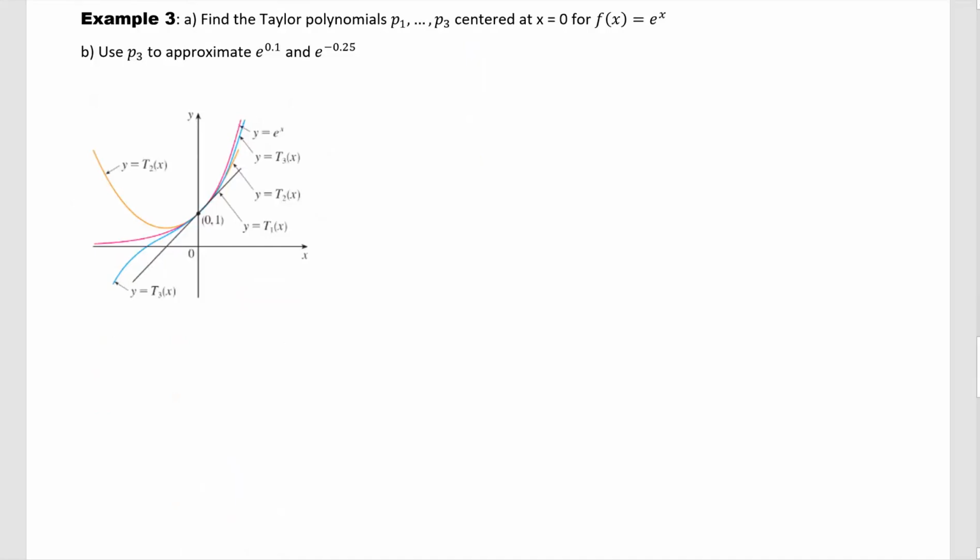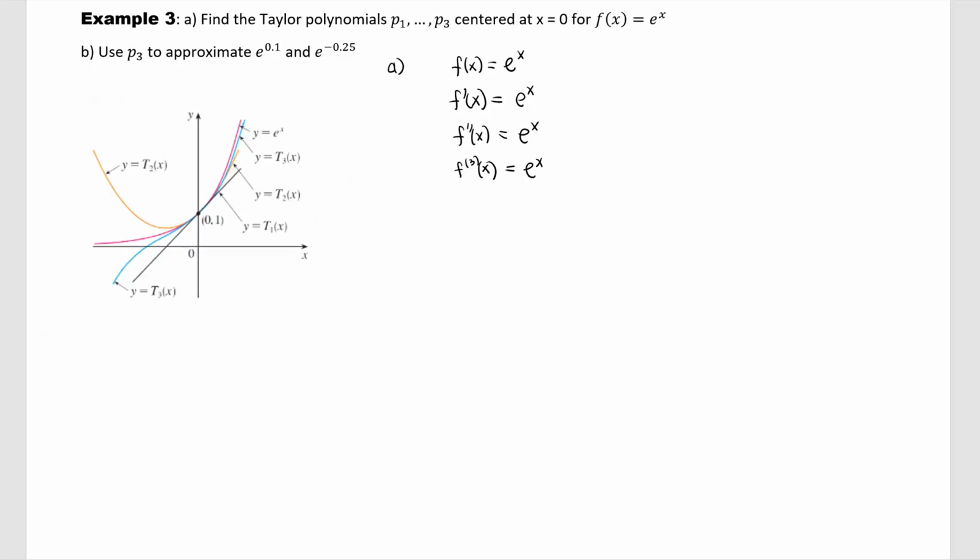Example 3, part A. Find the Taylor polynomial P1 up to P3, so P1, P2, P3, centered at 0 for e to the x. Okay, so let's do the same thing. f of x is e to the x. What's f prime of x? Well, the derivative of e to the x is e to the x. How about the second derivative of e to the x? So you realize all the derivatives just stay the same. They're all e to the x.